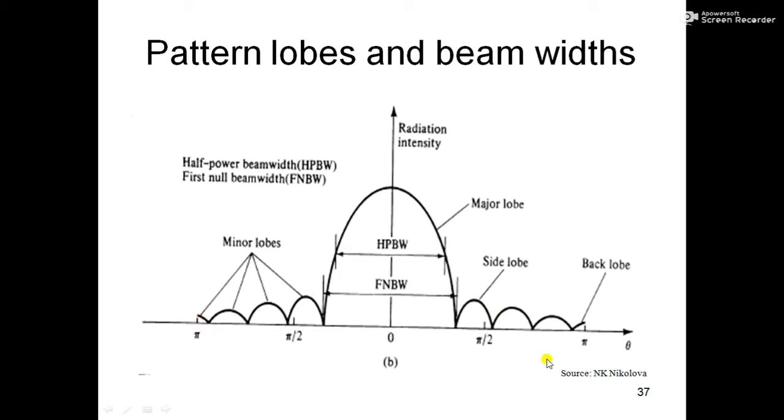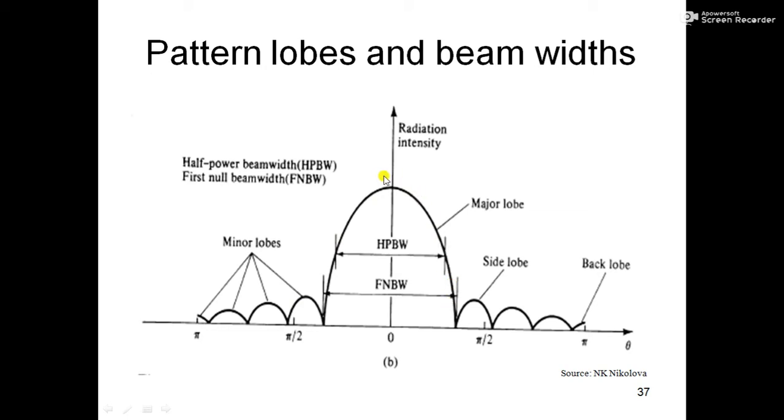Here it is from minus pi to pi. The minus sign is not given, but you can take this as minus pi, minus pi by 2, 0, pi by 2, pi. So this is again a directional antenna. You see here, this is the back lobe, these are side lobes, these are all minor lobes. And if you look at this, this is the major lobe.